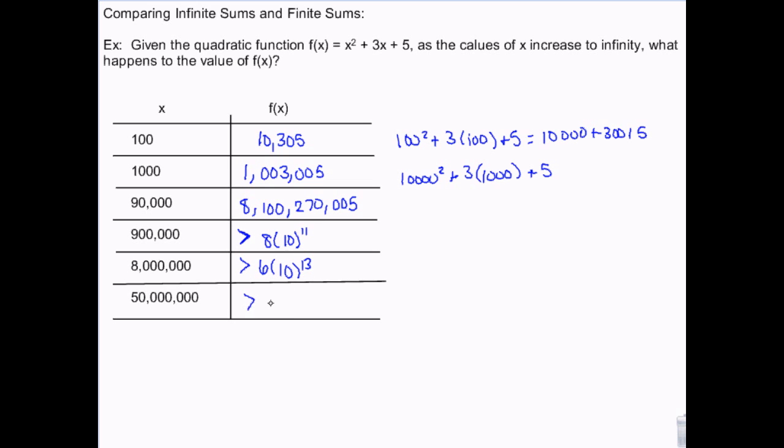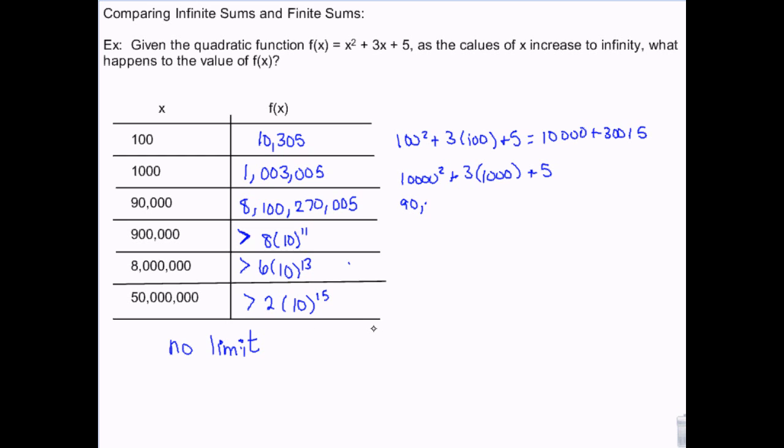And if we keep going, you can see this just keeps getting larger and larger and larger. What we plug in for x, as x grows, the function grows. And it's never going to hit a limit. If I keep plugging in bigger numbers, it's just going to keep getting bigger and bigger. It's just going to grow forever. So we have no limit on this type of function.